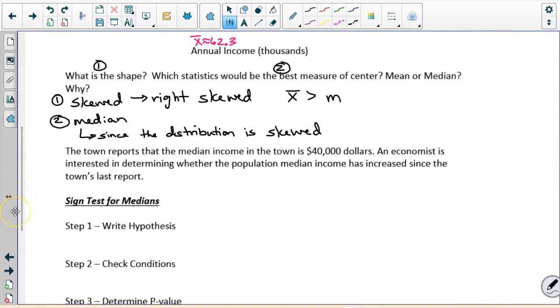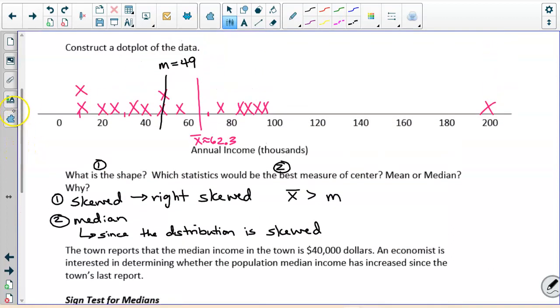So the town reports that the median income in the town is $40,000. An economist is interested in determining whether the population median income has increased since the town's last report. So the report is it's $40,000. We found with this data that it has a median of what?